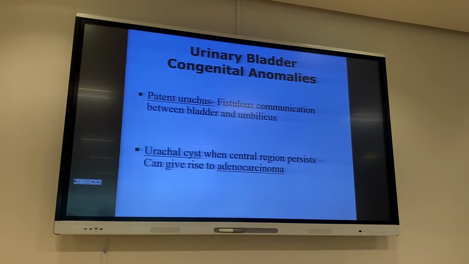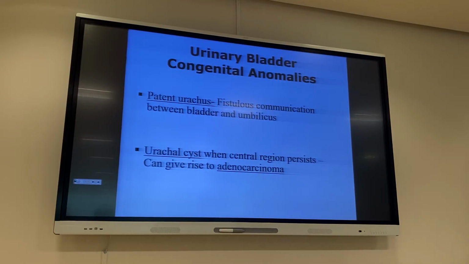Another congenital anomaly is a patent urachus. In this case, this is a fistulous communication between the umbilicus and the urinary bladder that should close at delivery, right? But in this case, it stays open. When it stays open, it will result in the introduction of bacteria into the bladder. So chronic infection may happen.